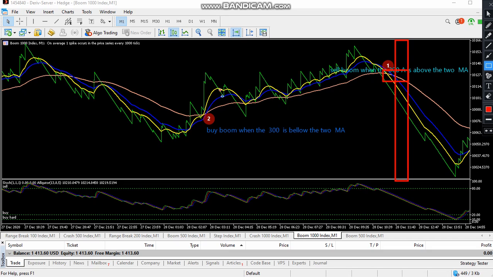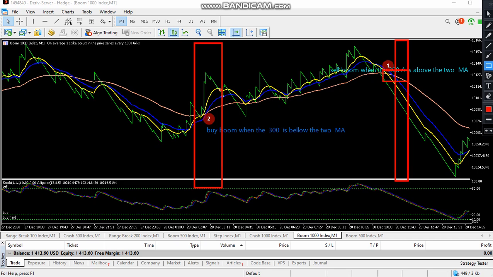That's for selling. And then for buying Boom, I couldn't get a perfect setup here because my chart is refusing to check previous history, but I'm going to use this one. So in order for you to buy Boom, for catching spikes, you need to wait for the 300 moving average to be below the 2 moving averages, the 50 and then the 100.